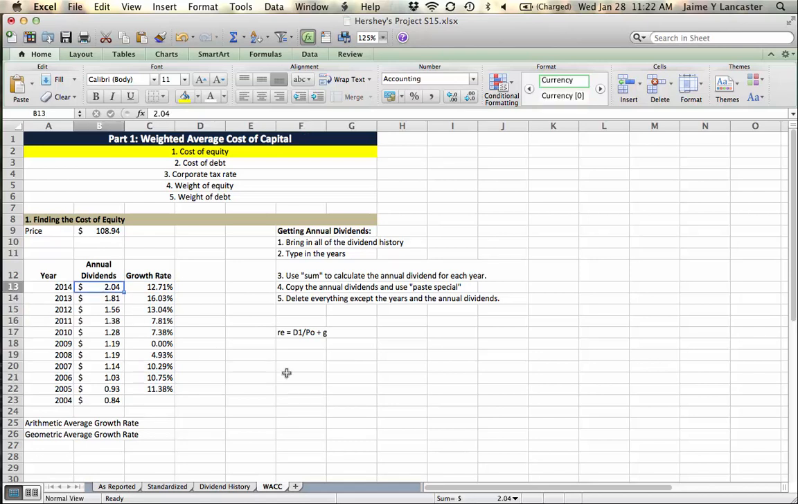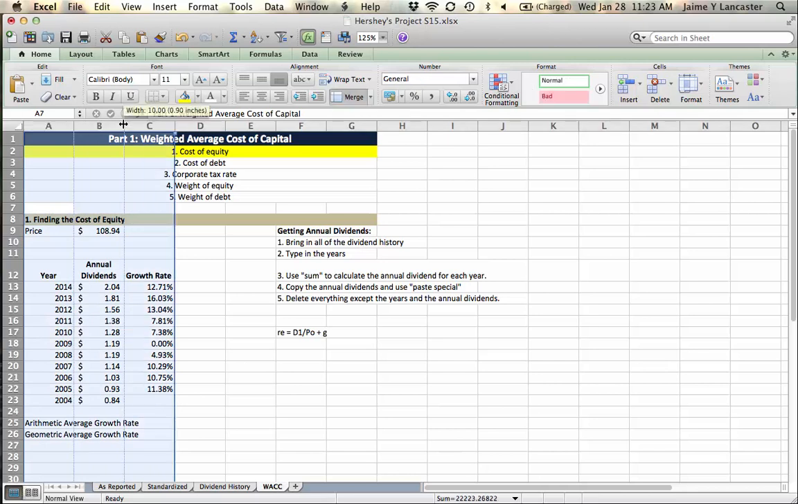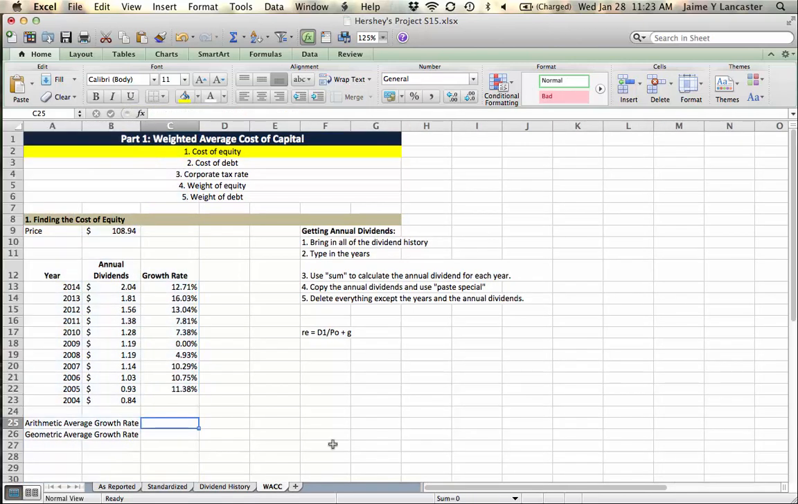So this $2.04 dividend in 2014 is 12% higher than the previous year's dividend of $1.81. This $1.81 is 16% higher than $1.56. My arithmetic average growth rate is just the average of these growth rates, right? It grew as much as 16%, and one year it didn't grow at all. So if I average those, we could say that the dividends grow about 9.43% per year.